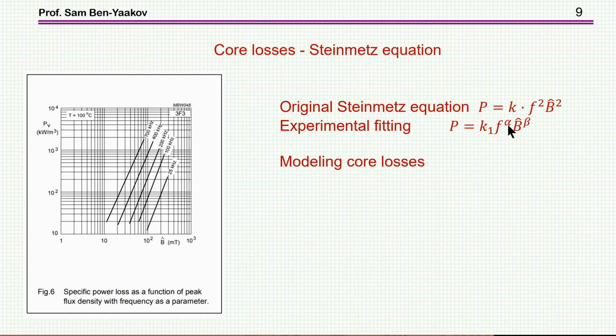In this case we have some alpha, beta, which are different in general from 2. So this is a fitted equation, actually the result of a fitted equation, based on the original template of Steinmetz, except that the power is not 2, but really fitted to the experimental data.